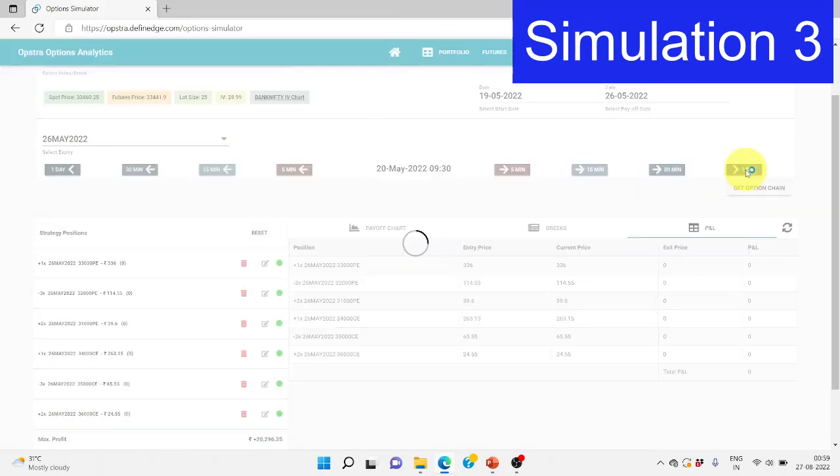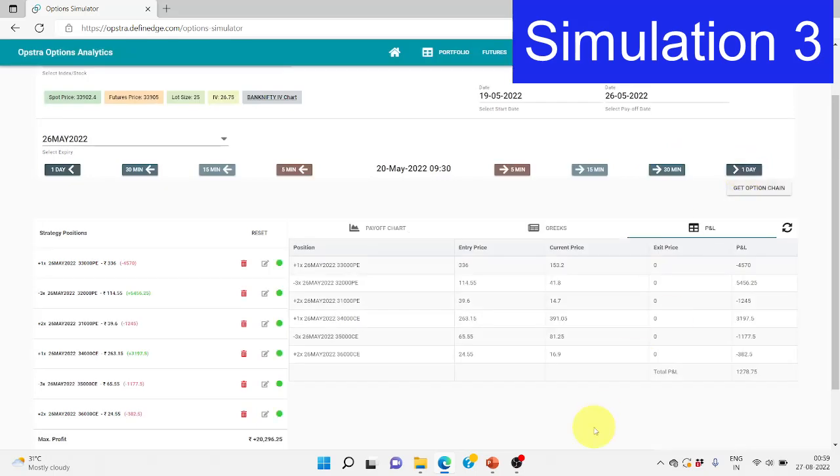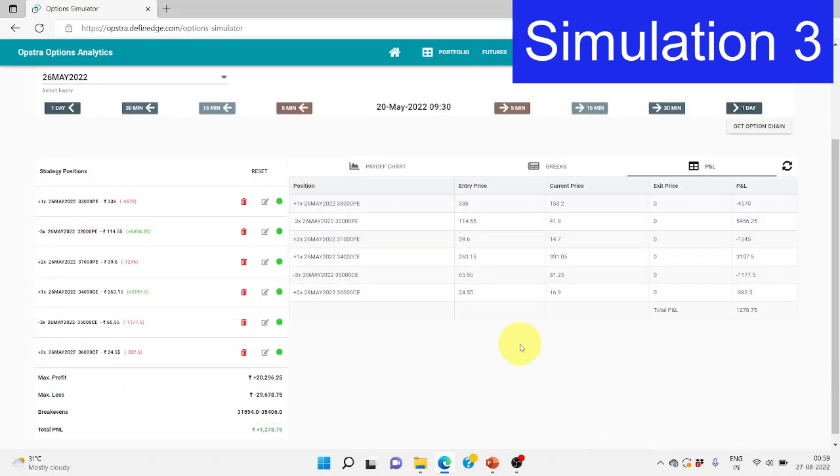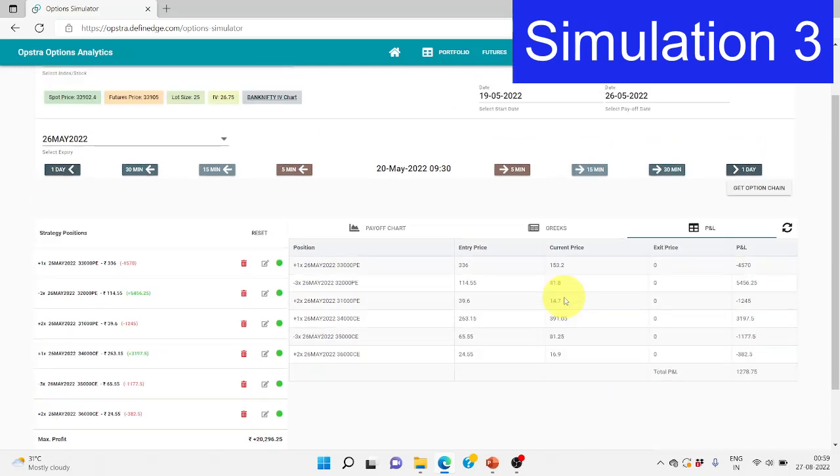So now if the very next day. Okay, this is the actual best case scenario. You can see both the buy legs that we did have eroded so much, which means the market has not moved.